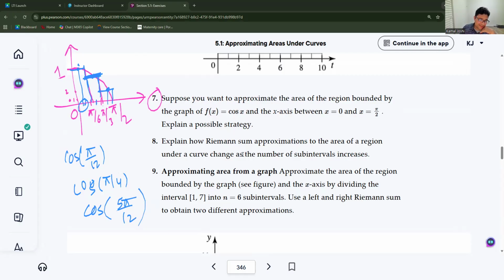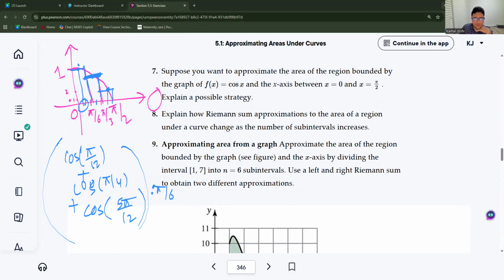Add up these three things, and then multiply by the width of each interval, which is pi over 6. That will be your approximated area. And if you want to make it better, of course, divide it into more intervals.